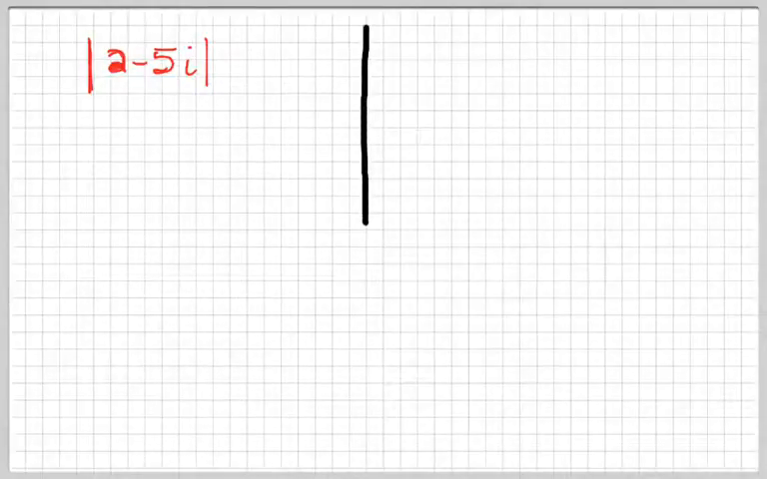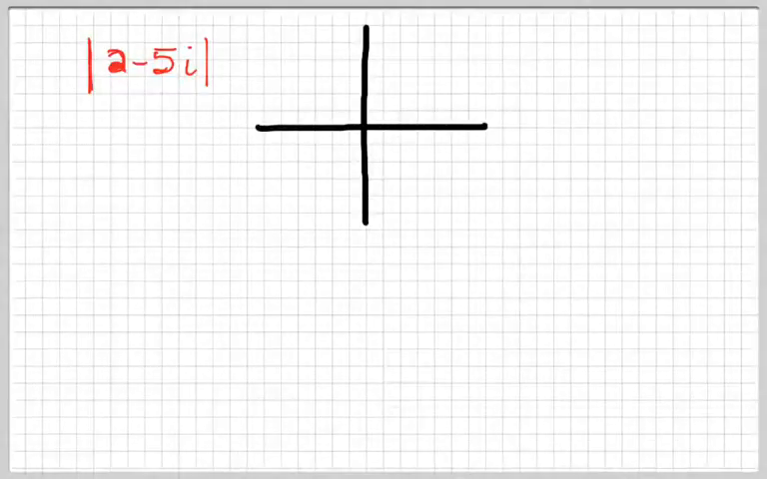Alright, problem number 17, you're supposed to find the absolute value of 2 minus 5i. Okay? If you recall, we talked about graphing absolute values of complex numbers. And to do that, we had a real axis and an imaginary axis.